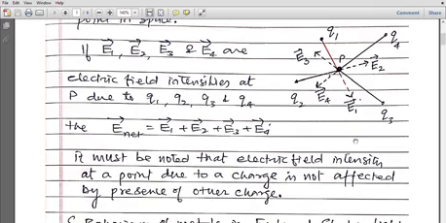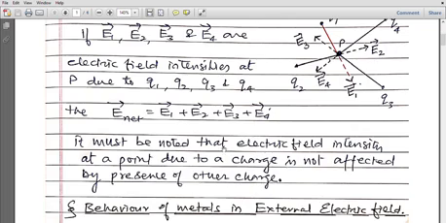So it is written here. It must be noted that the electric field intensity at a point due to a charge is not affected by the presence of other charges. So when we are calculating E1, it is purely because of Q1. When we are calculating E2, it is purely because of Q2, and after calculating all the electric field intensities we will take their vector sum, and this vector sum will give you the net value of electric field intensity. Okay, so this is the general expression.